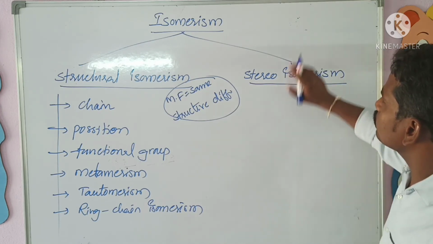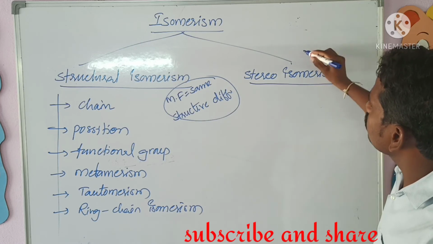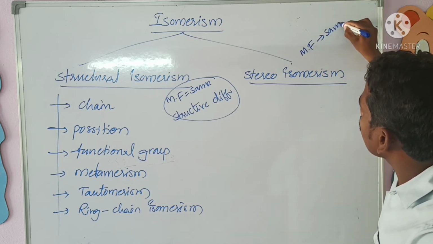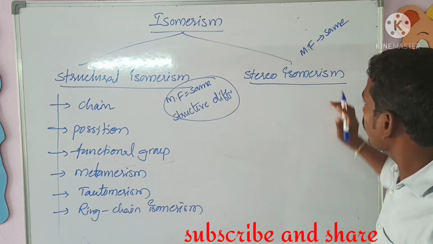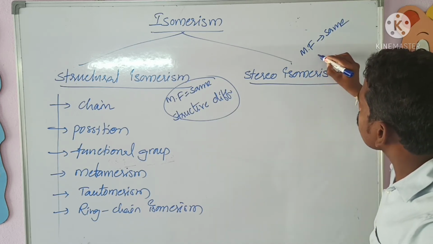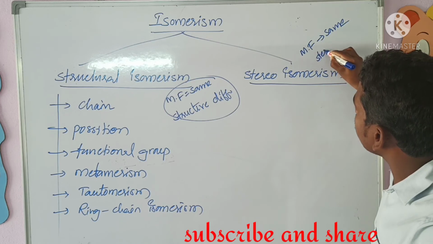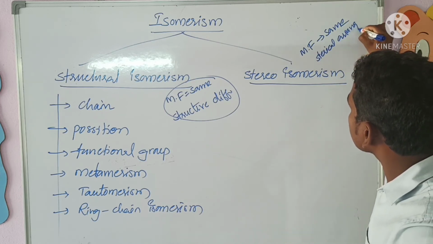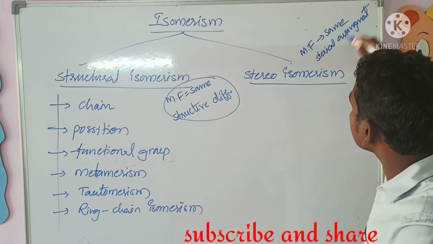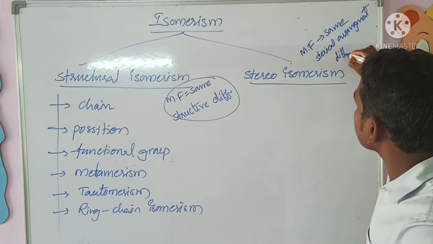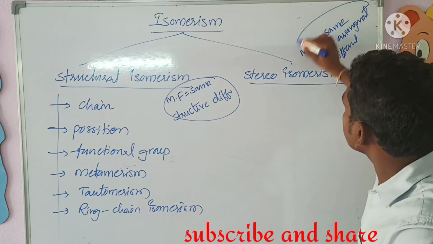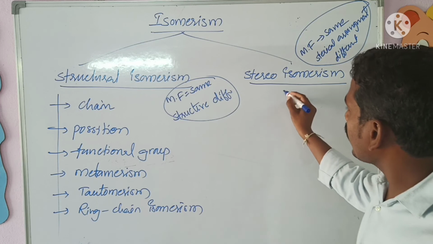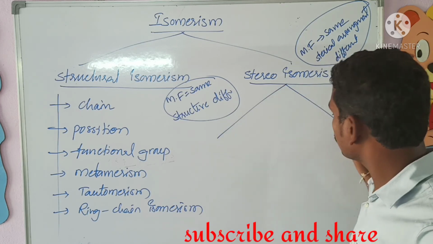Now again, stereoisomerism. What is the definition of stereoisomerism? Simply, the molecular formula is the same, but the difference is in the spatial arrangement. The spatial arrangement is different. This is called stereoisomerism.